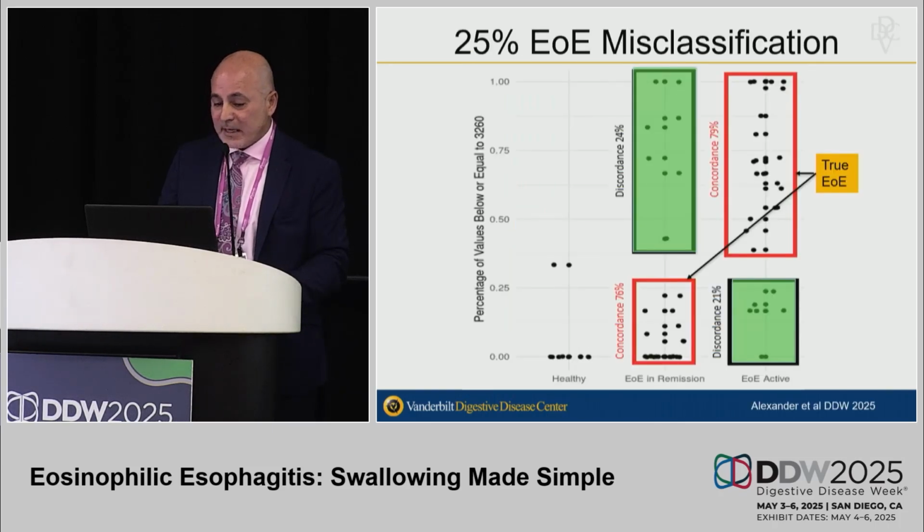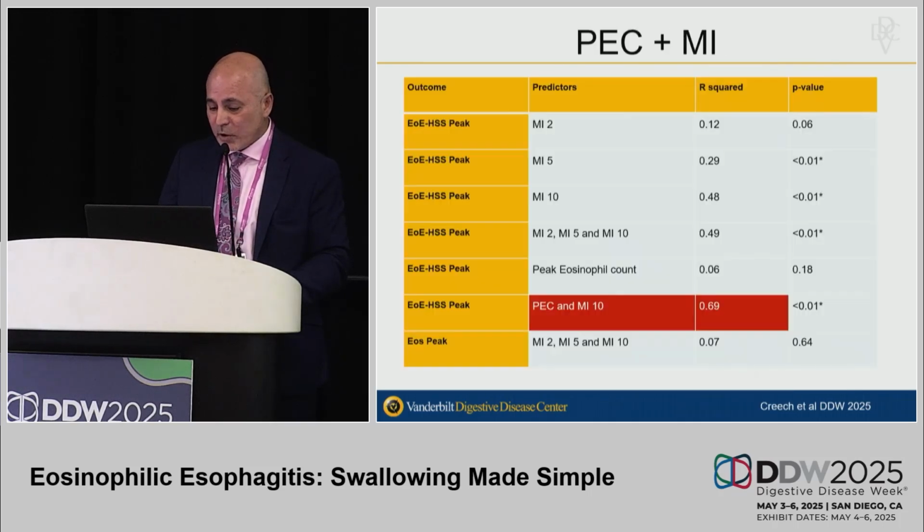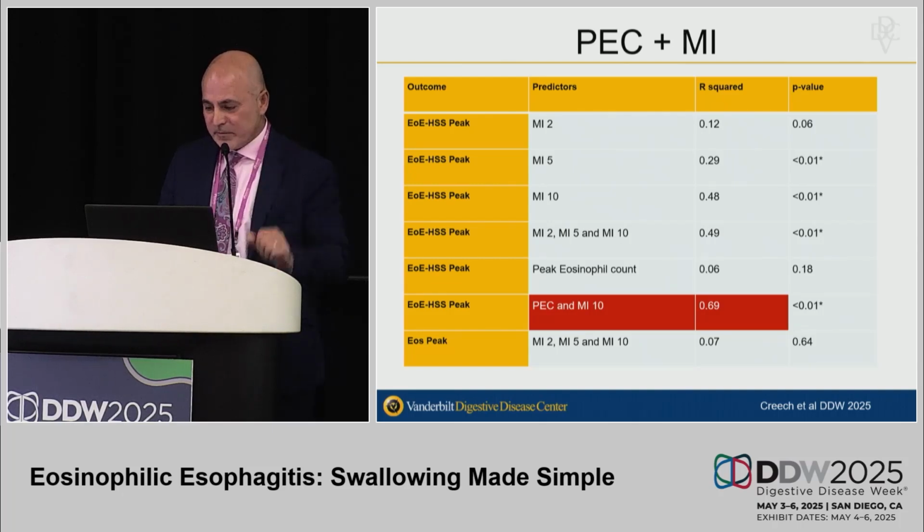We know that biopsies alone misclassify patients with EOE, 25% misclassification. This is an abstract from this year's DDW. I encourage you guys to go see that. We also know that MI correlates with peak eosinophil count. So I'm just throwing this idea out that maybe we should look at it slightly differently to reduce complexity.